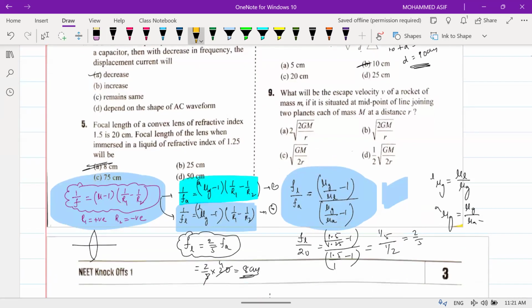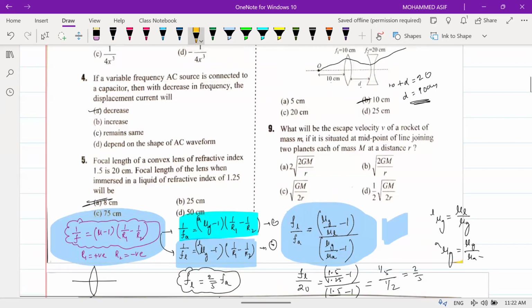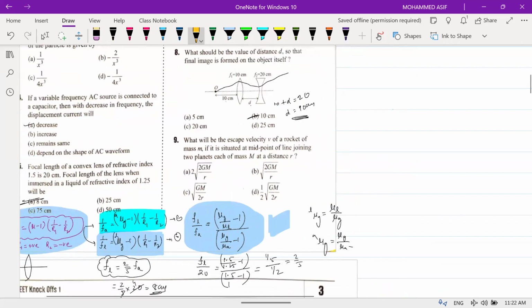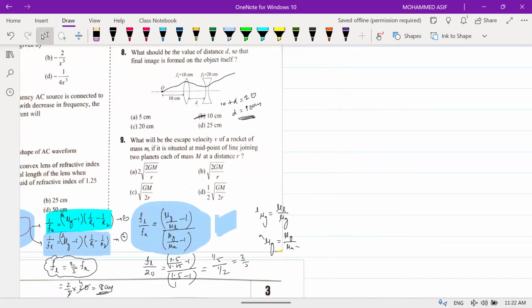Question number 9. What will be the escape velocity v of a rocket of mass m if it is situated at the midpoint of a line joining two planets, each of mass capital M, at a distance of r? Many times I told you, how do you apply this? With the law of conservation of mechanical energy. What will be the escape velocity of the rocket? I'll do it here right now.